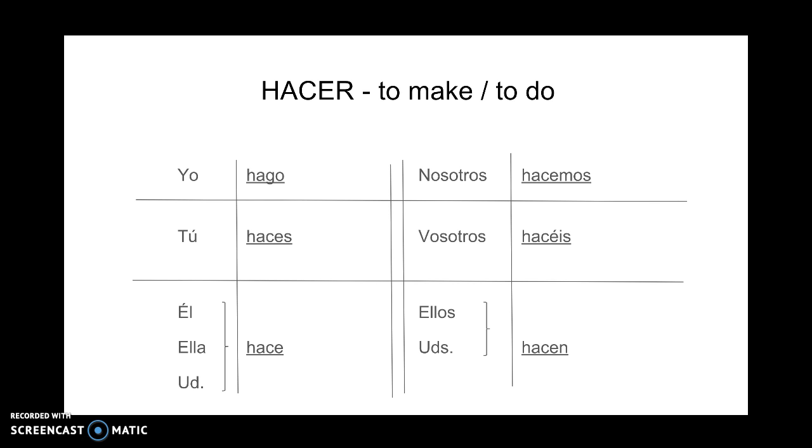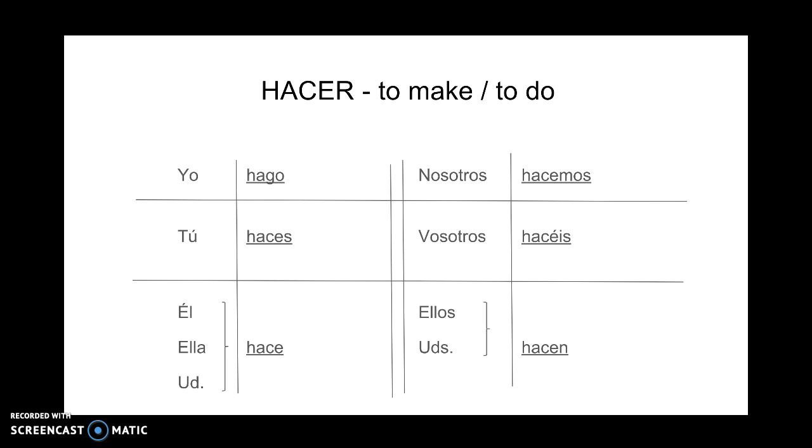We make or do is nosotros hacemos. You all make or do, in España only, is vosotros hacéis. And they make or do, or you all make or do, is ellos or ustedes hacen.